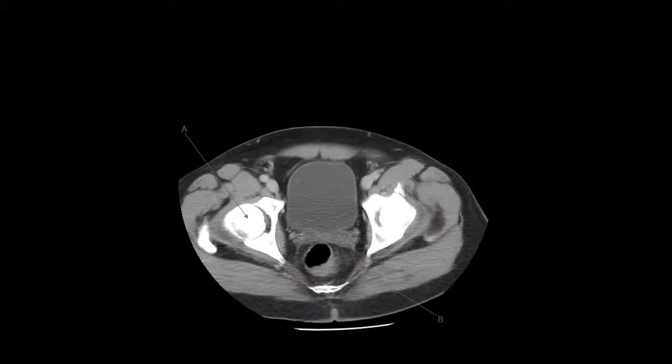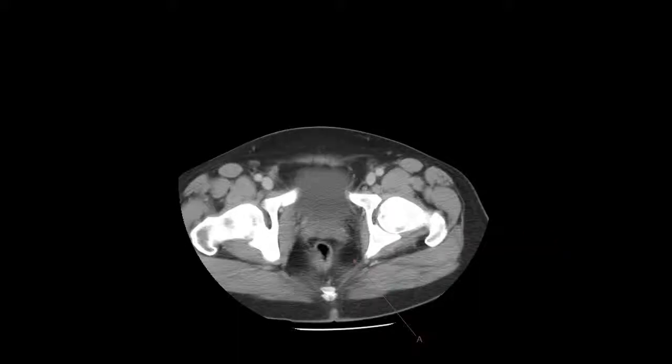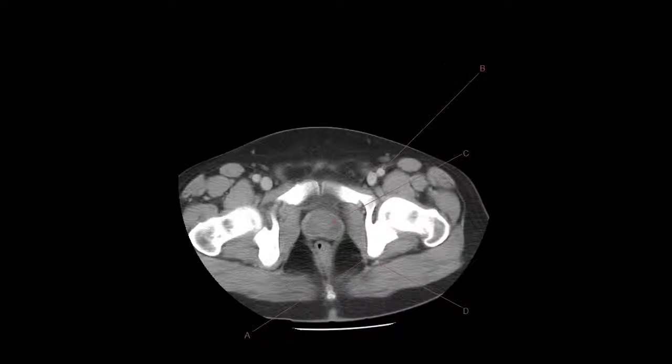All right. So A, what do you think that is? This is the iliac, if you've been watching. So what's this? Better be a femur. So you got your head of the femur there. All right. Acetabular fossa. You got ischioanal fossa. And then femoral artery, prostate gland, which is important here.